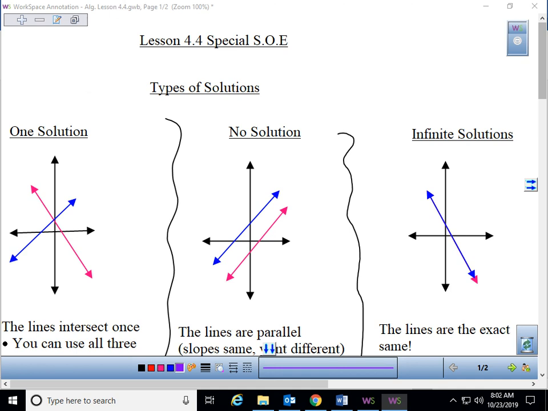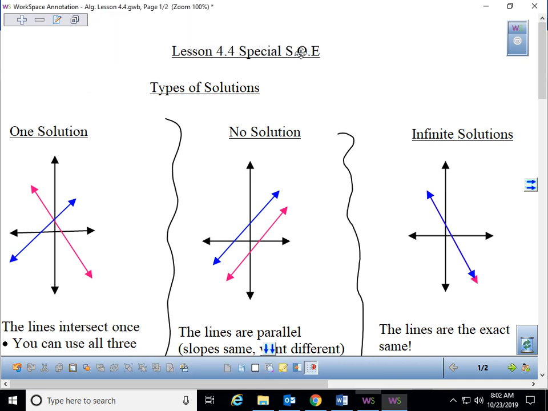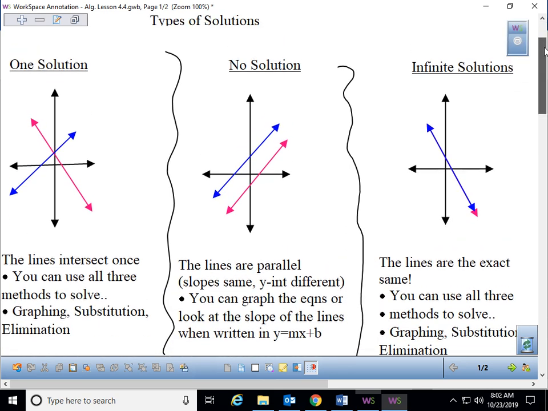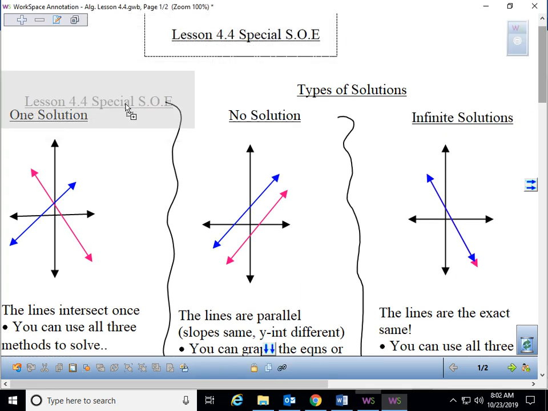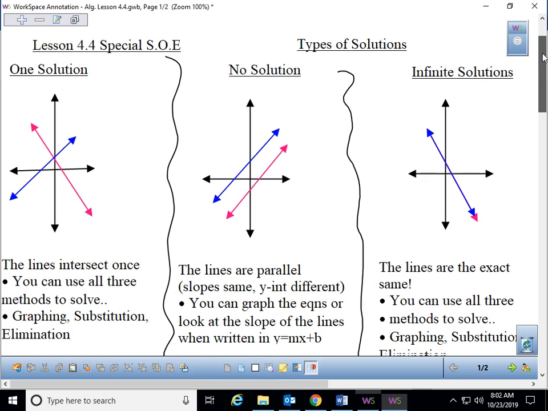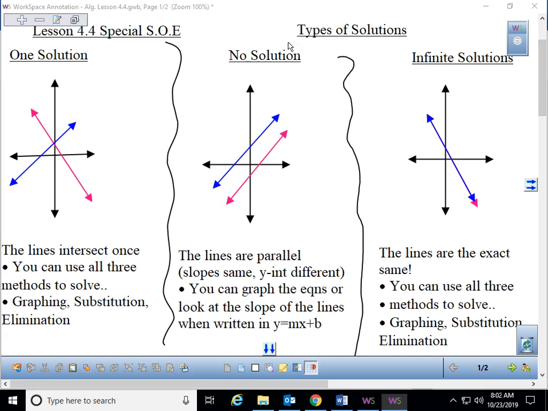This lesson title is 4.4, Special Systems of Equations, SOE. There's a little bit more below here that hopefully I can scroll. I'm going to try and make sure this all fits on one page so you can just pause the video and get it all copied down. Okay, so Special Systems of Equations just talks about the different types of solutions we're going to have. We have one solution, no solution, and infinite solutions. At this time, please pause the video so everyone can get this written down.